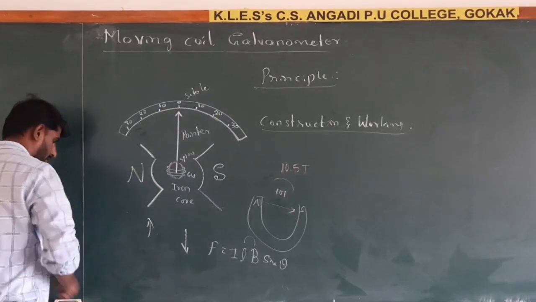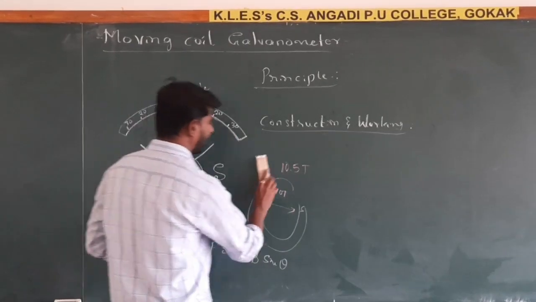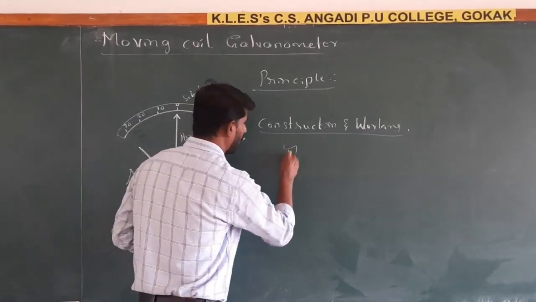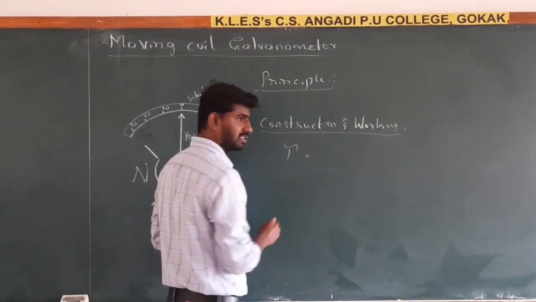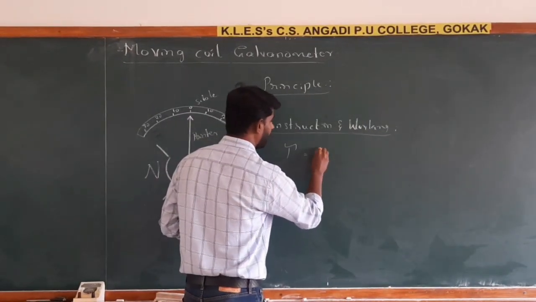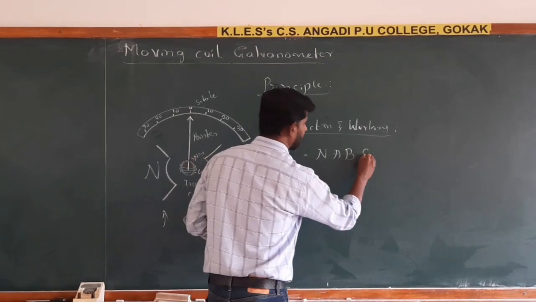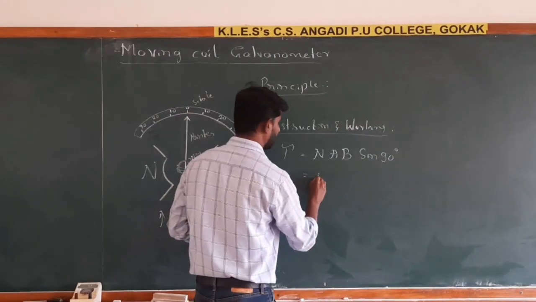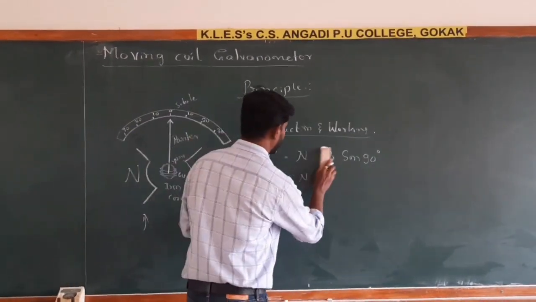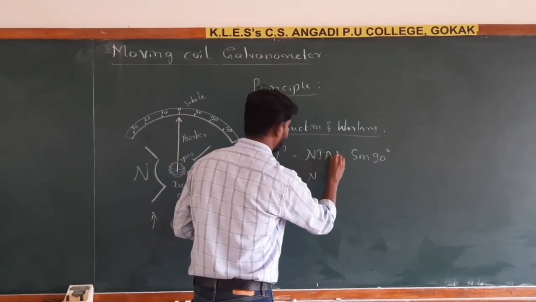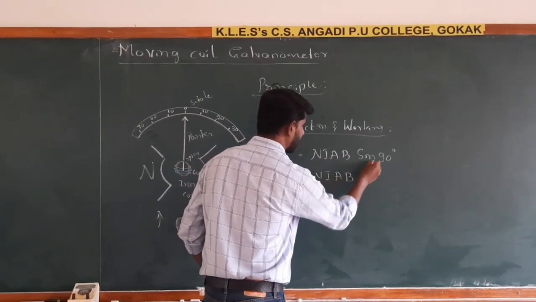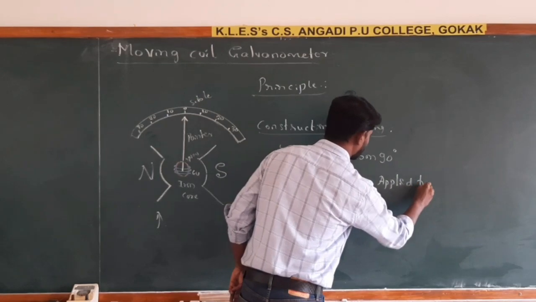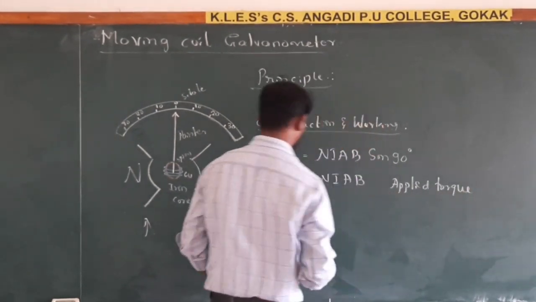Okay, I'll explain in detail. So whenever a current starts to flow in the coil of the galvanometer, the coil experiences a torque. So how much torque does it experience? That is N A B sin theta, and I take this as 90 degrees. One step I didn't write there, NIAB. Next, NIAB, sin of 90 is 1. So this is the applied torque. This is called the applied torque on the coil. Is it?